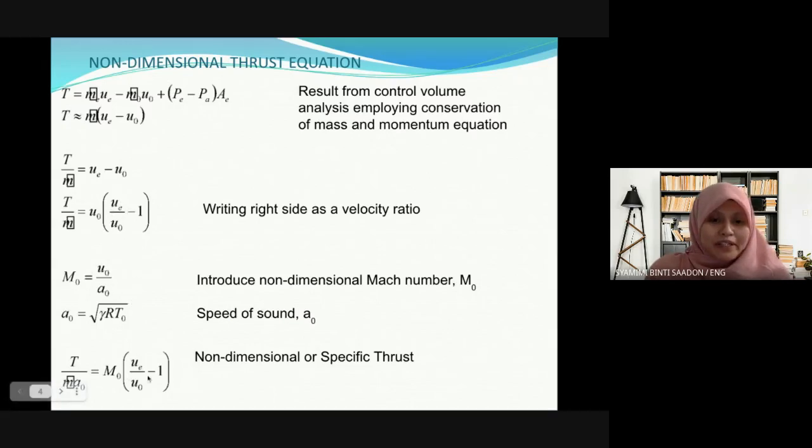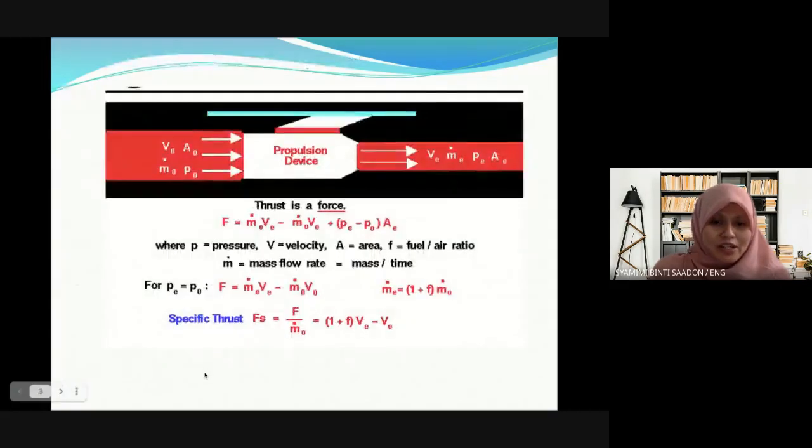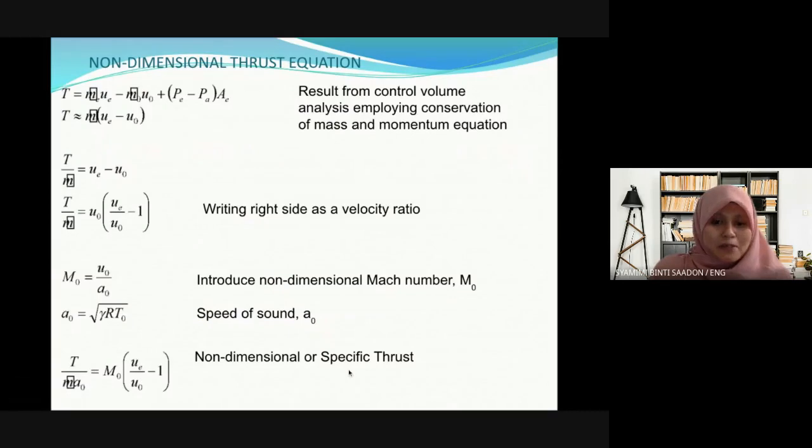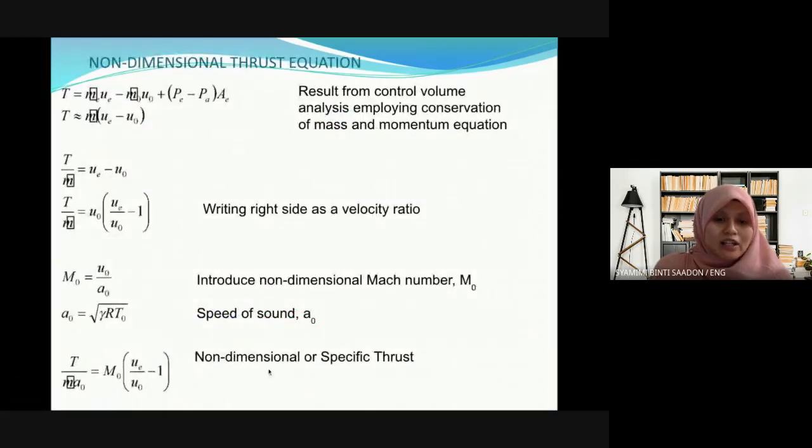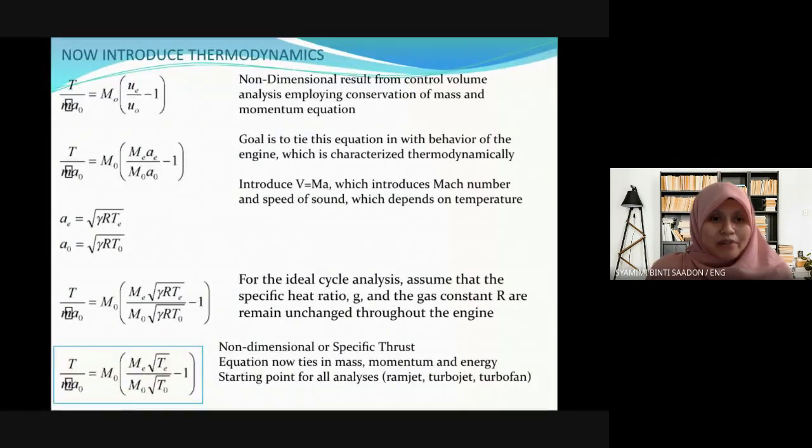So finally, we have a non-dimensional term for specific thrust. This is the real term for specific thrust, but if we want to reformulate the specific thrust in non-dimensional terms, we introduce the Mach number here. We have U0 just now, so U0 equals M naught times A naught, and A naught is divided, go to the left. So we have that equation.